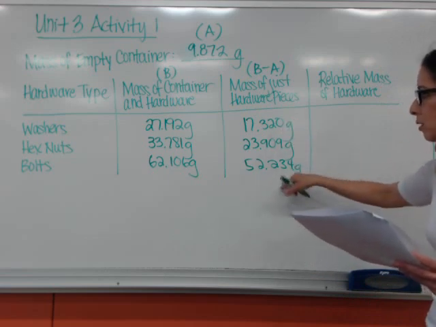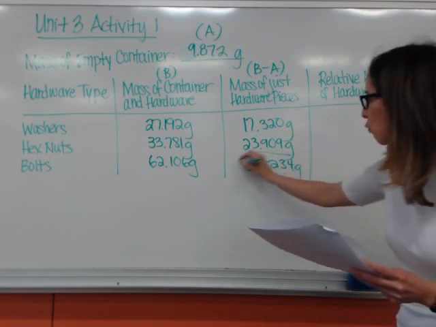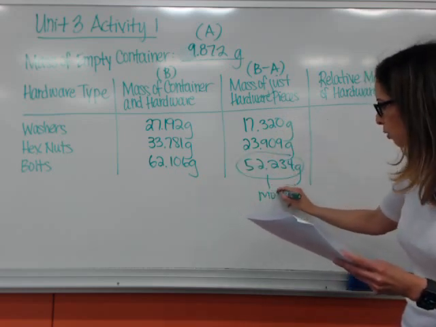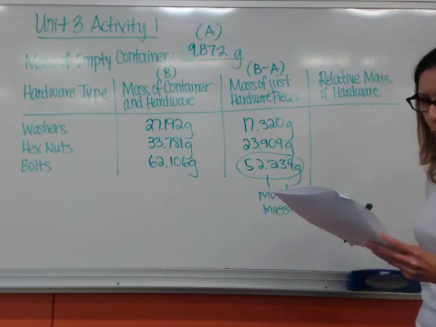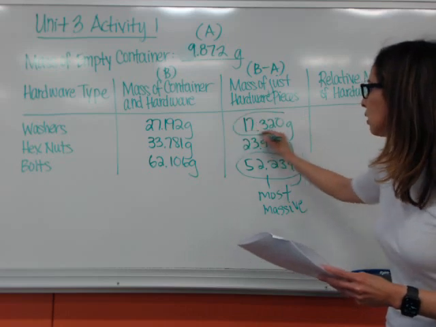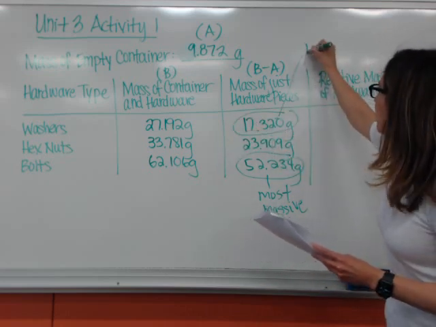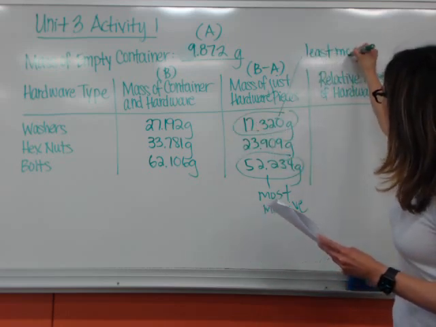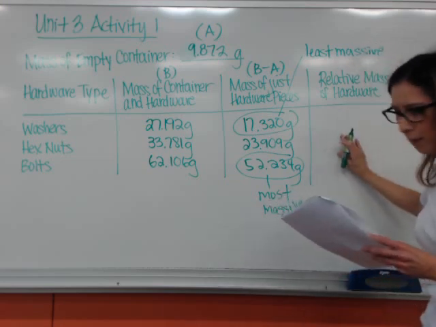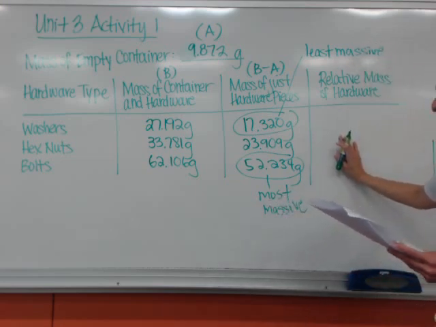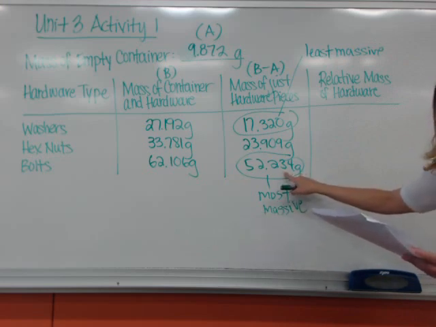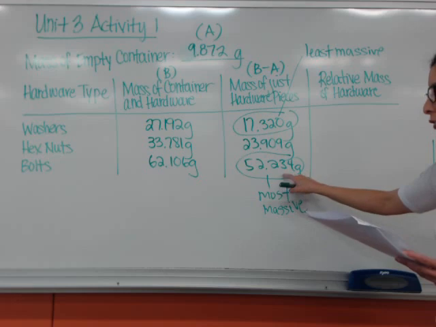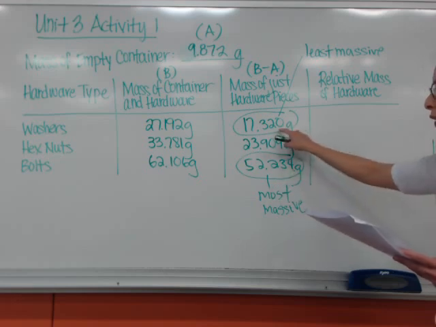That is the greatest mass out of the 3 pieces. Therefore, this would be the most massive. And then, which would be the least massive? Well, this has the lowest mass out of the 3, so this would have to be the least massive if we have the same number in each, because if I have a certain number in the container and I divide by that number, this will give me the largest mass per bolt. This will give me the smallest mass per washer.